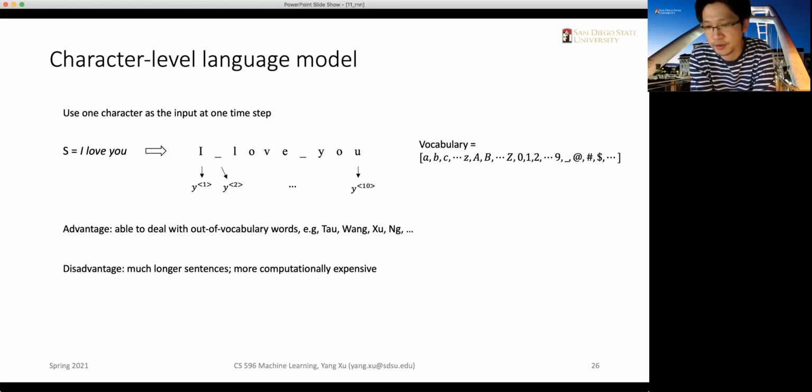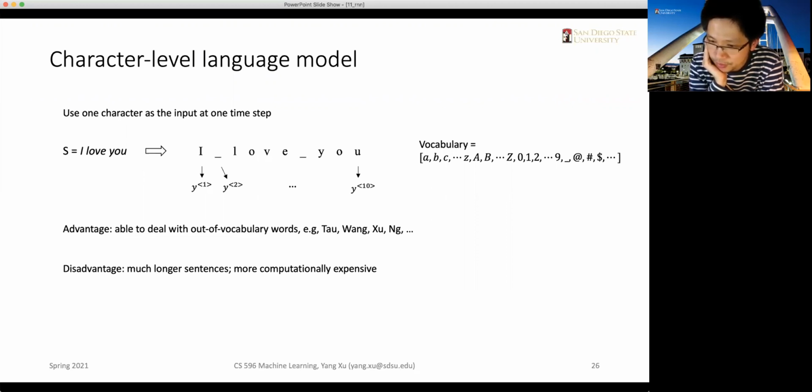The disadvantage is also there, because you see a simple sentence that has three words, right? I love you. That's just three words if we model it with a word-based RNN. But if it's characters, then we need to model this sequence with 10 input tokens, right? So that's much more expensive, computationally speaking.